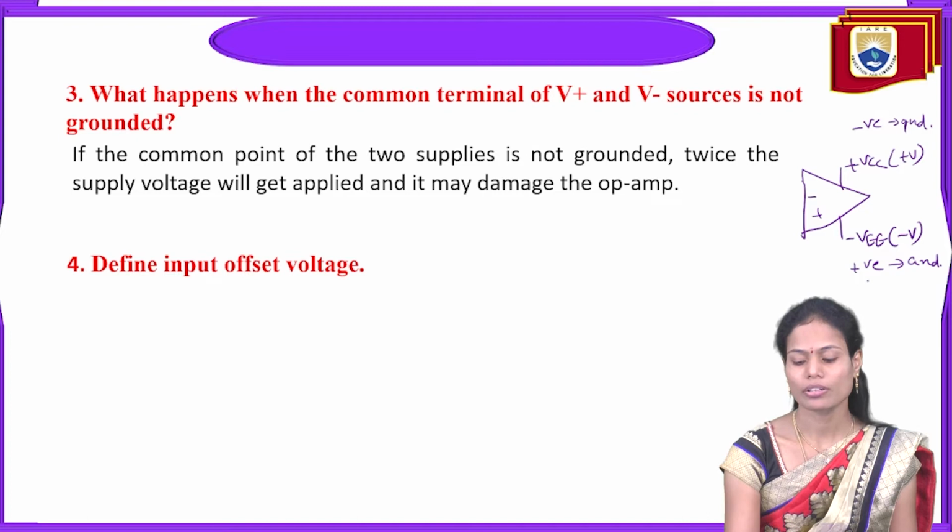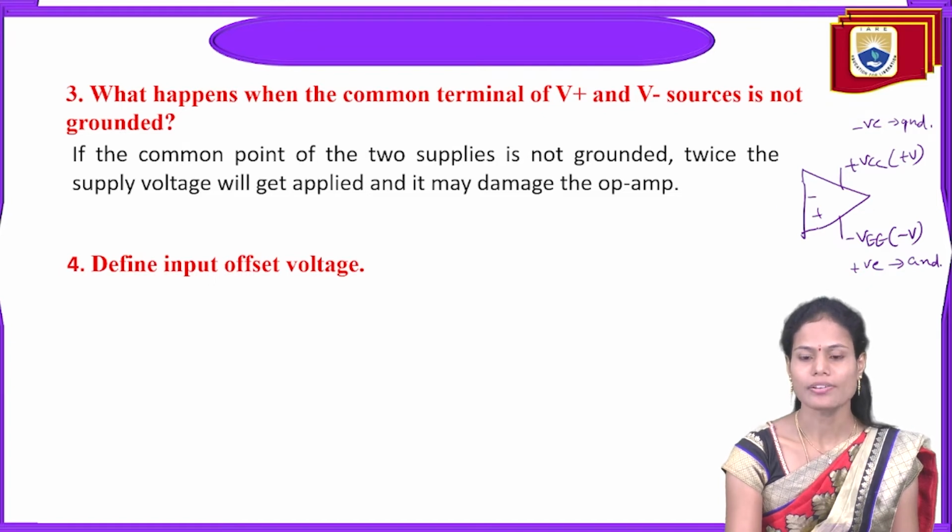If we do not ground the other terminals of the power supplies, it may cause damage to the device. It may burn the IC here. It is the 741 operational amplifier IC here. So it will cause damage, as well as the same voltage being applied twice to the circuit here.